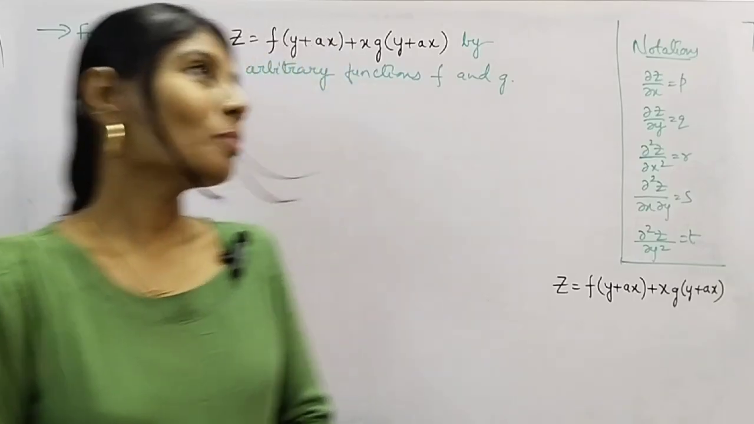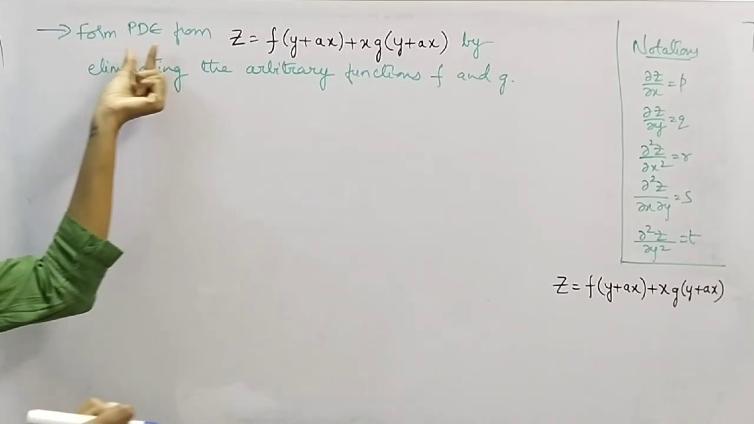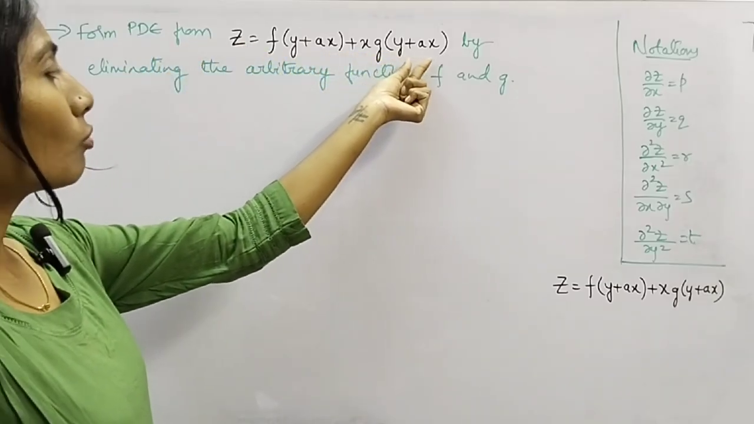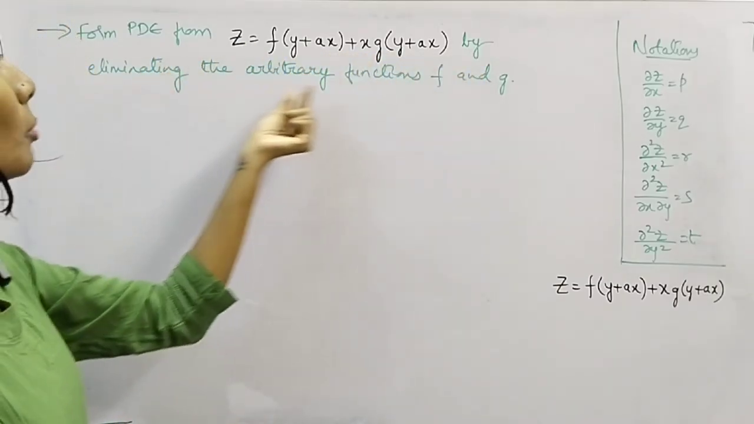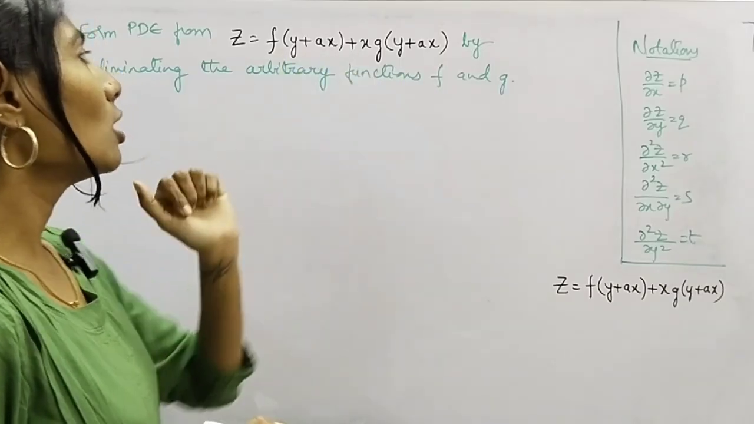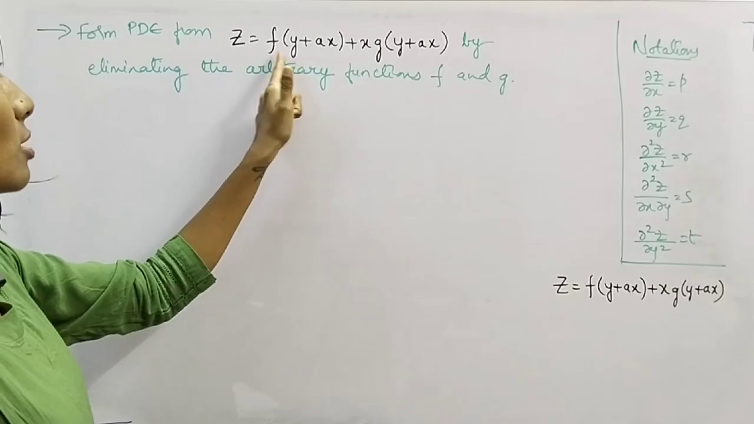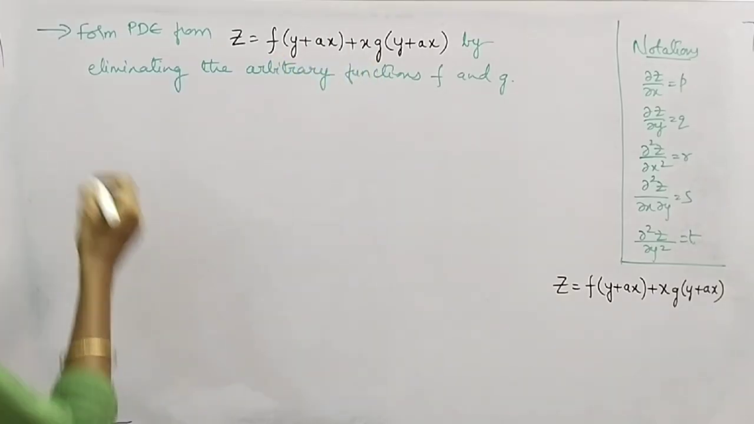So let's get going. Problem: form partial differential equation from z equal to f of y plus ax plus x into g of y plus ax by eliminating the arbitrary functions f and g. We are given a relation and we are asked to form a partial differential equation by eliminating this f and g. So let's see.